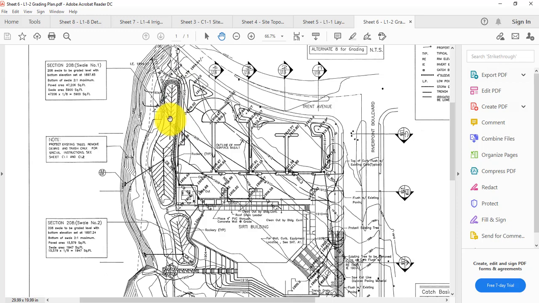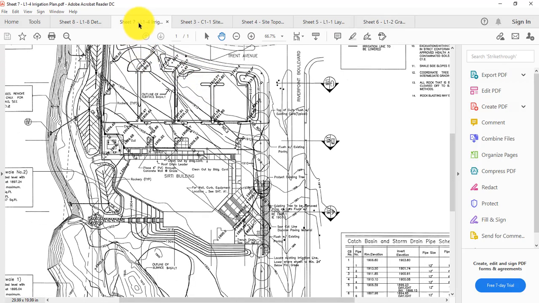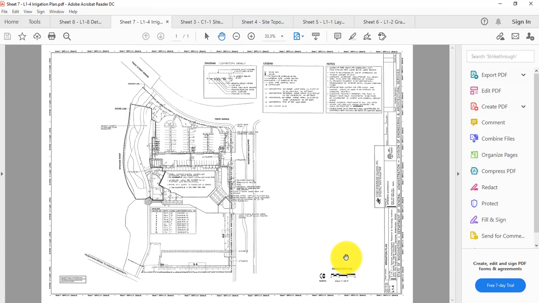It looks like it drains to catch basin number 6, but the idea is that it drains to the rocks and kind of goes through those rocks, the water. And then catch basin 6 takes all the water from this kind of swale that the water's coming down through. Okay, that's sheet number 5 or 6, and then sheet number 7, irrigation.